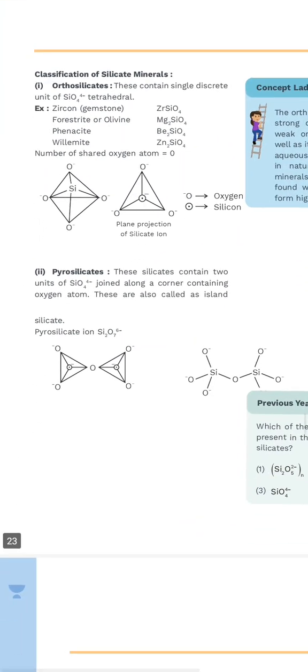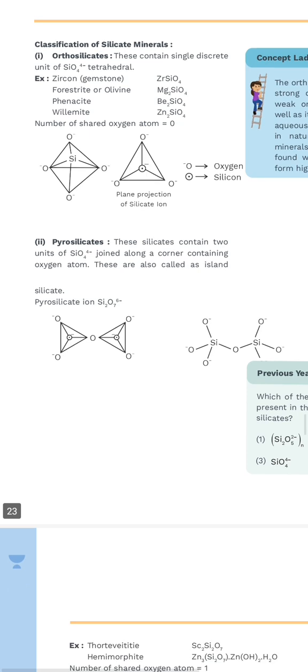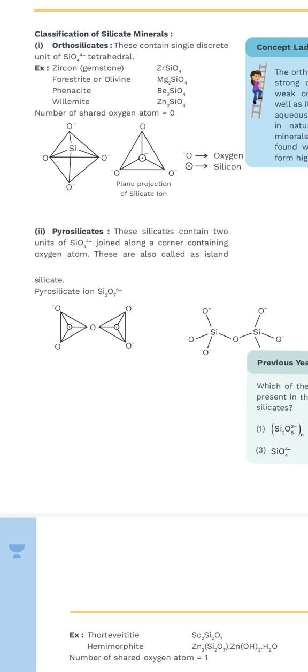Classification of silicate minerals. First is orthosilicates. These contain a single discrete unit of SiO4 4 negative tetrahedral. For example, zircon, gemstone, forsterite or olivine, phenacite and willemite. The number of shared oxygen atoms is 0.